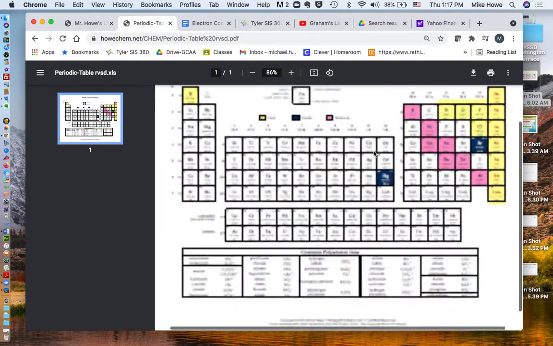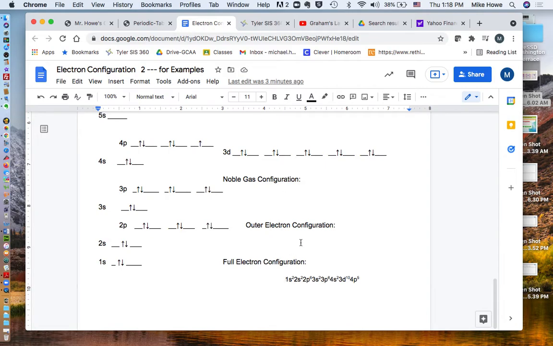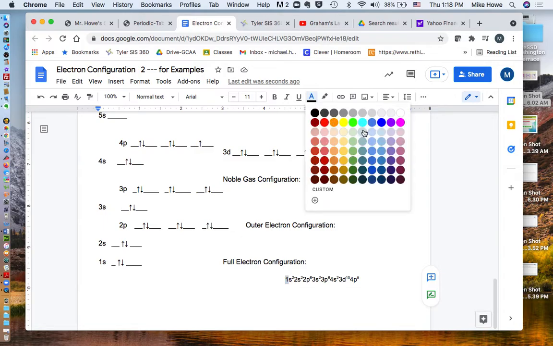Okay, so that was a little overview on the periodic table. Now let's go back to the electron configurations. So the outer shell is the highest value of n. So if we look down here, the highest energy level, that's 1, that's 2, that's 2, that's third energy level, fourth energy level, third energy level, fourth energy level. The fourth level is the highest one.